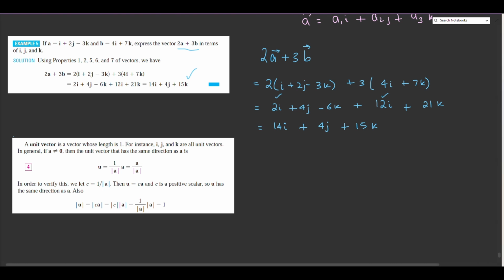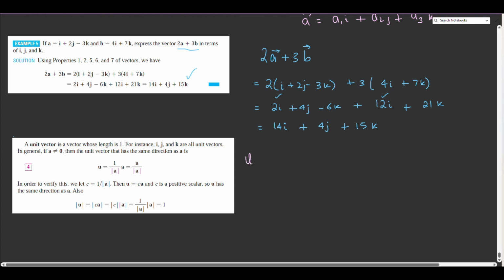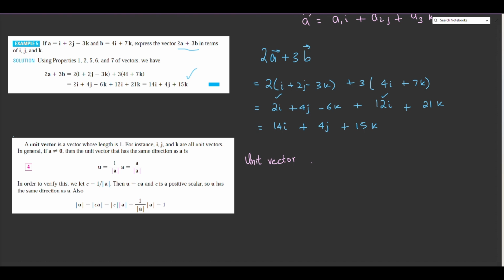The next thing you need to understand is what we mean by a unit vector. So what is a unit vector? A unit vector is a vector whose length is equal to 1. For instance, i, j and k are all unit vectors, their lengths are equal to 1.